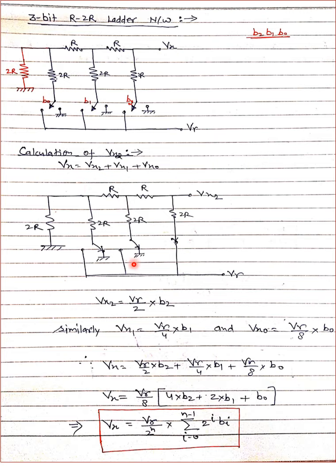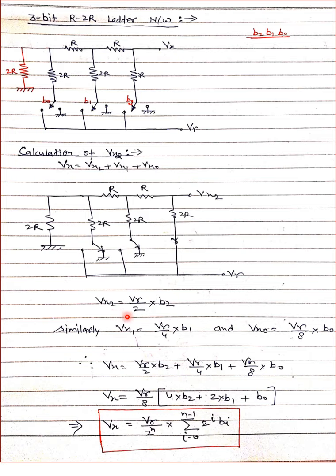So in the first case, let B0 and B1 be low, meaning they are 0 and grounded, and B2 be high or connected to VR or reference voltage or 1. Then Vx2 is calculated by, if you solve this, 2R, 2R become R, R and R become 2R, 2R, 2R become R, R and R become 2R. So this voltage VR is divided by 2R and 2R. By using the voltage divider formula, we can write Vx2 is equal to VR by 2 into B2.